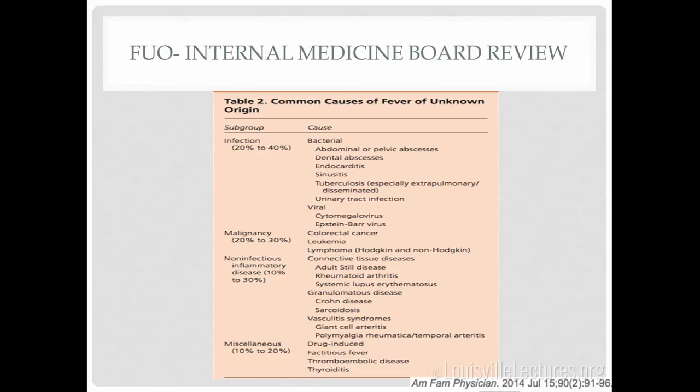The next slide is a similar table. Here you're just outlining the percentage of these causes. So you see here infection accounts for 20 to 40% of FUOs, which is pretty similar to malignancy actually, and inflammatory disease 10 to 30%. Okay, so just keep that in mind.